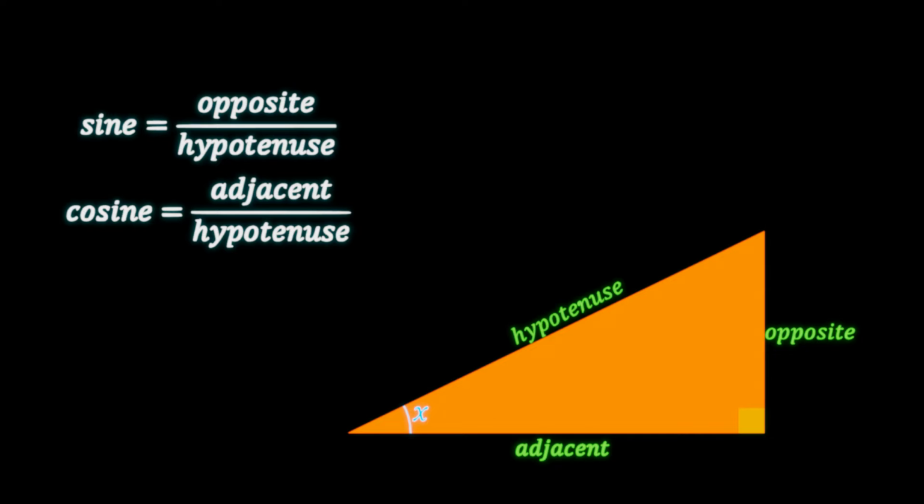Setting the length of the hypotenuse to 1 allows us to easily express the length of the other lines. The length of the side opposite x is expressed as the value of sine of x, and that of the side adjacent to x is expressed as the value of cosine of x.